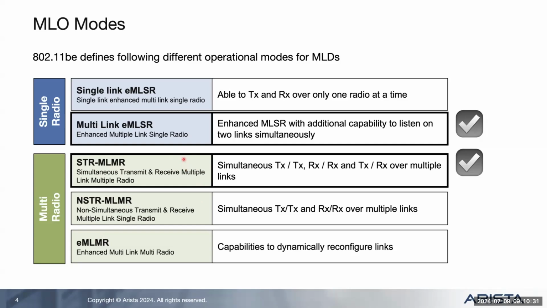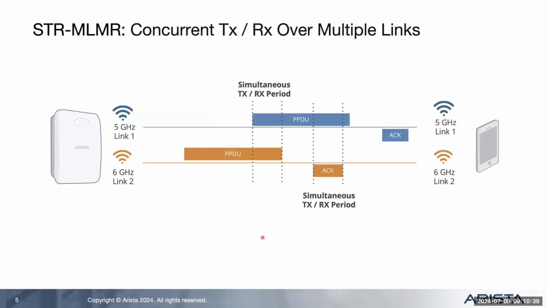Is one of the key benefits of this MLO. We will see STR MLMR and EMLSR in action in coming slides. Here's a high-level overview of STR MLMR, wherein in this mode we are able to concurrently transmit and receive over multiple links. For an example, in this case, you will see one radio transmitting data on the 5 gigahertz band and another can receive on the 6 gigahertz band. So the client would have two separate radios for different bands. That is STR MLMR in a very quick sense.